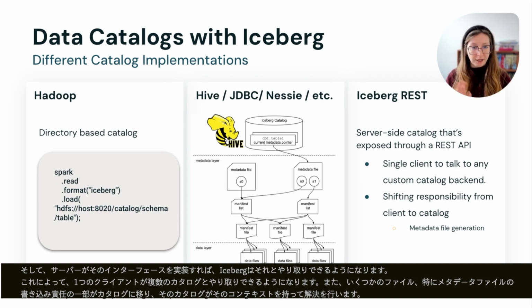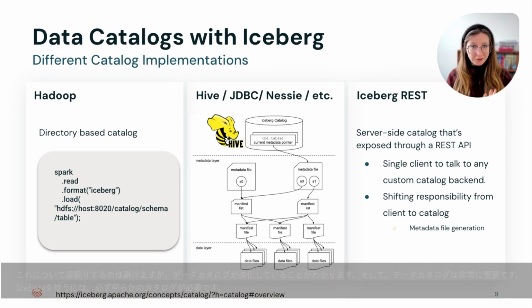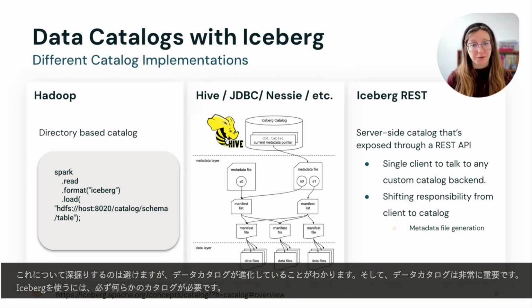And through this, we can have a single client talk to multiple different catalogs. We're also shifting some of the responsibility of writing these metadata files to the catalog itself to do a bunch of resolution because it has that context. I don't want to dive too deep into this because that could be a whole presentation, but you can see there's been an evolution, and a data catalog is paramount to using Iceberg. You can't really think about Iceberg without some sort of catalog.